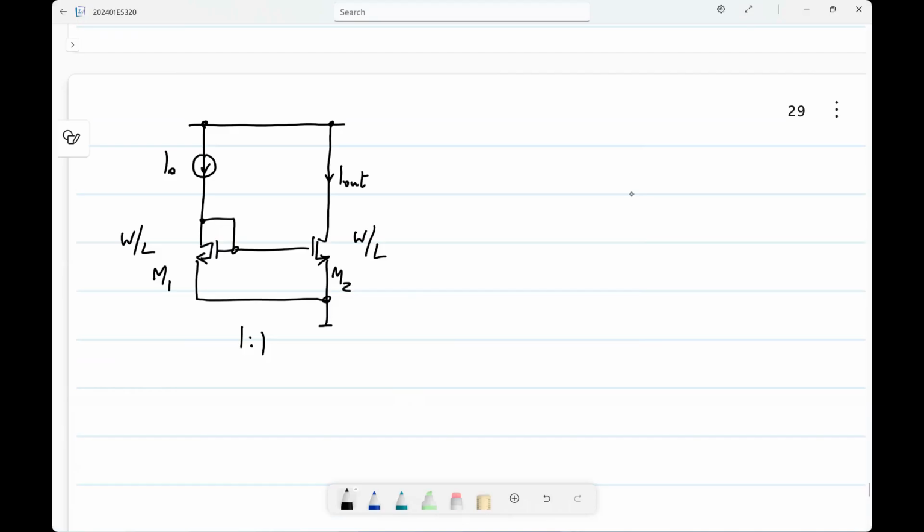So please find the variance. Nominally, what is the output current? It should be I naught, right? But it is not going to be. So please calculate the variance.